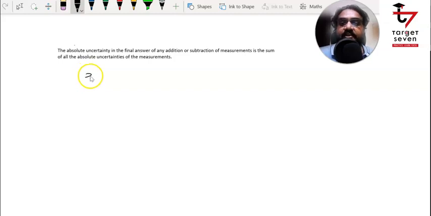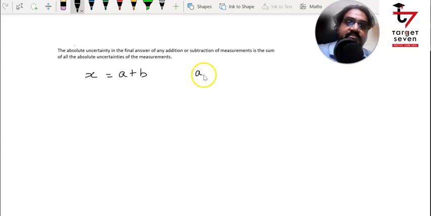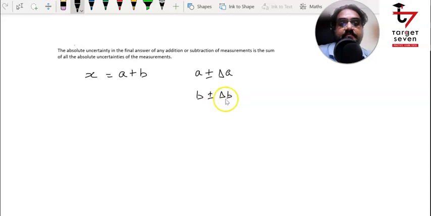Let us define a function x which is expressed as a plus b, where I am making an assumption that a and b are measurements. Both a and b would have their own uncertainties since they are measurements, and they are expressed as a plus or minus delta a, while b is expressed as b plus or minus delta b. In accordance with the statement, the absolute uncertainty in x will be equal to delta a plus delta b.